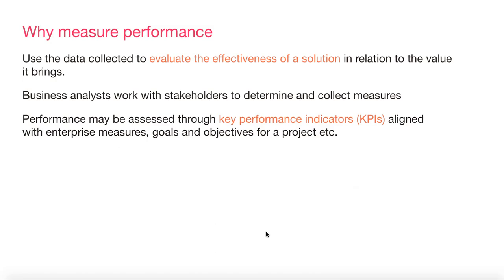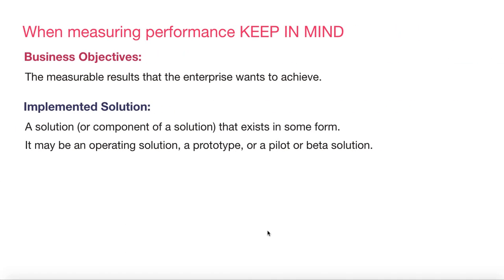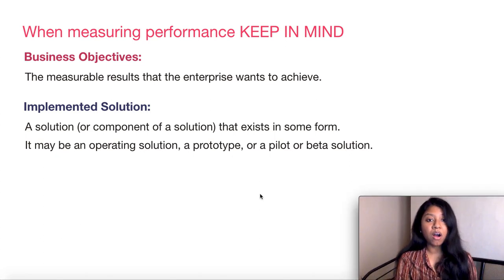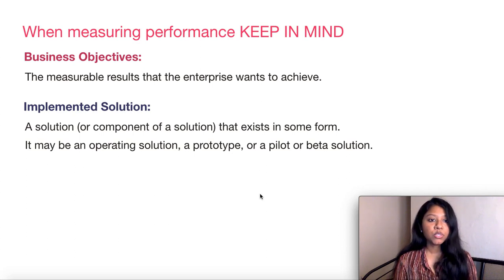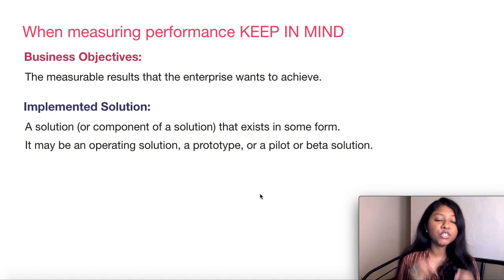The next one is what you need to keep in mind when you are going to measure, or when you are going to collect these measurements. One thing you need to keep in mind, the very first one, is the business objective. So what is the business objective? The business objective is the measurable results that the enterprise wants to achieve. We all know about it.